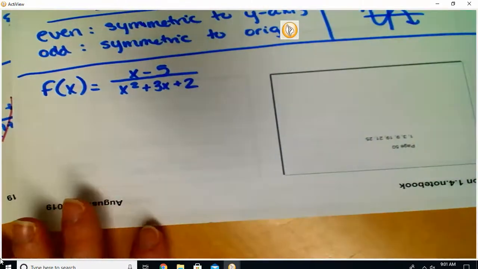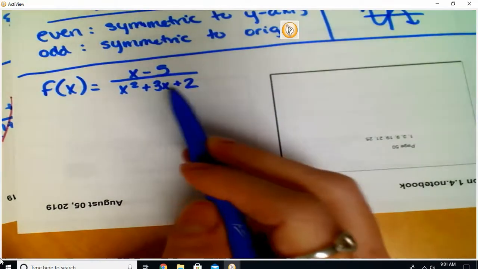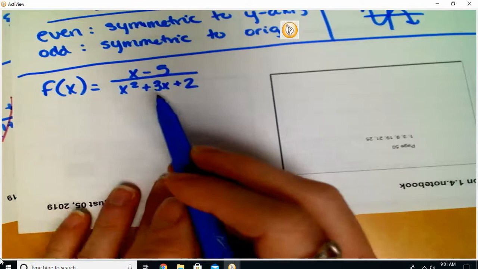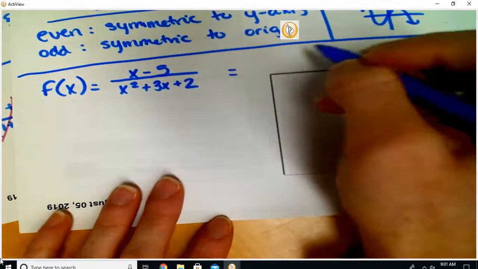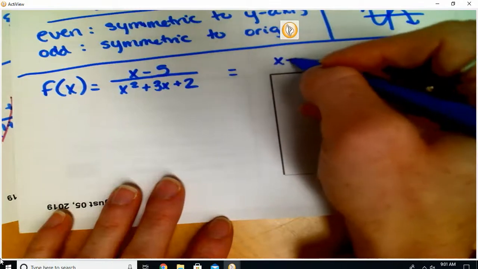Okay, to get horizontal, we have to do the limit as we approach positive and negative infinity. And to get vertical, we just have to figure out what makes the bottom 0. So to figure out what makes the bottom 0, where would I probably begin? Yeah, breaking it apart, factoring it.